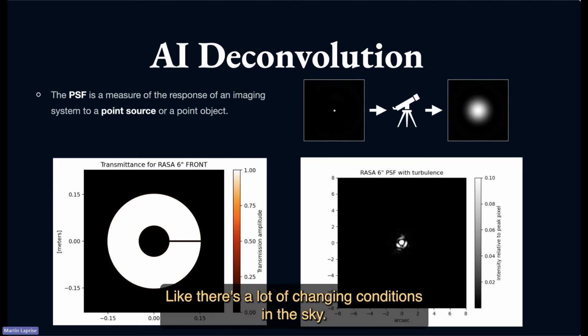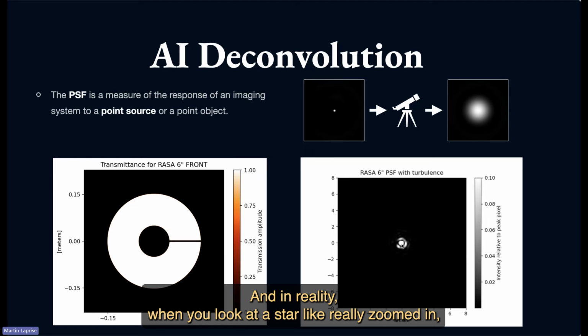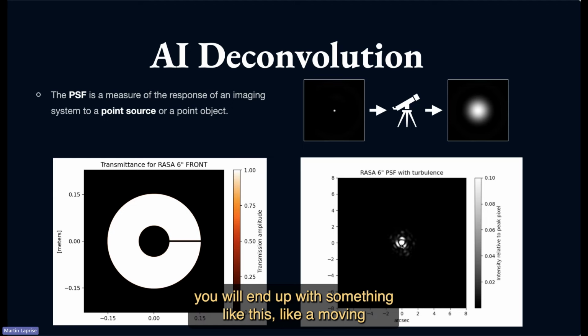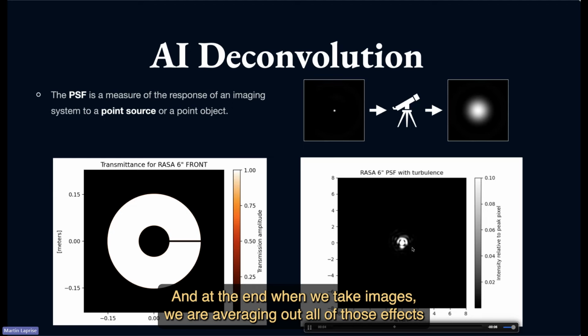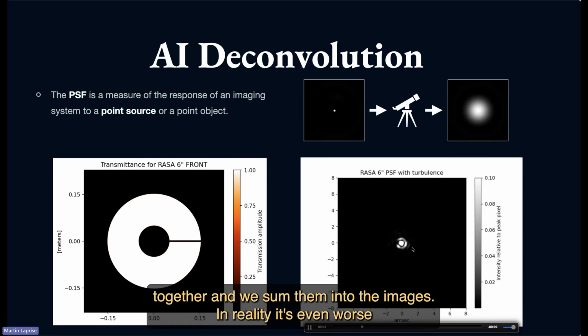There's a lot of changing conditions in the sky, and in reality, when you look at a star really zoomed in, you will end up with something like this, a moving point spread function, essentially a moving response. And at the end, when we take images, we're averaging out all of those effects together and summing them into the image.